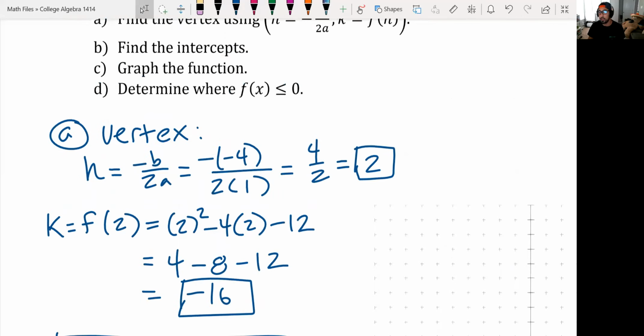Now plotting the points given. First is the vertex, (2, -16), which is going to be right there. There's my vertex. And then I'll plot my x-intercepts, which are at (6, 0) and (-2, 0). And then my y-intercept is at -12. All right, so remember, three points make a parabola: the vertex being the main one, and a point to the left and a point to the right of the vertex. We have all of it, so let's go ahead and connect.